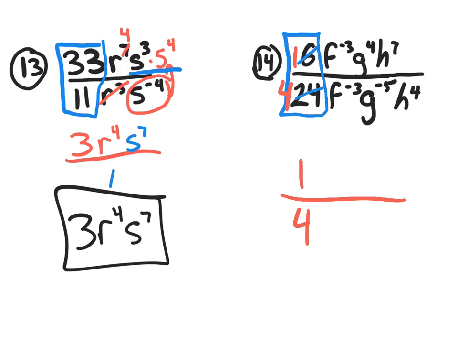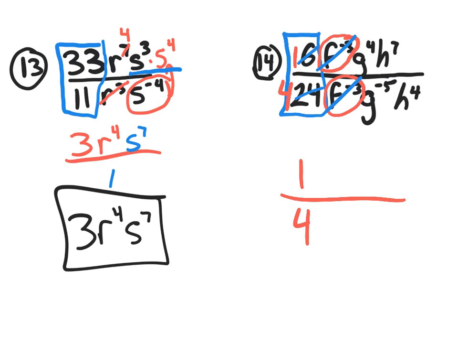And let's move on to the f's. I have an f to the negative 3 on top, and an f to the negative 3 on the bottom, which I need to move. But they're identical. Whether they're positive or negative, they're identical. So what could I do when I have the same identical thing on top and bottom? I could cancel it out. So that's what I'm going to do. Just scratch it out, they're gone.